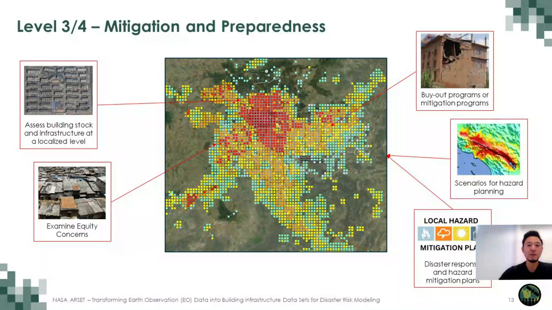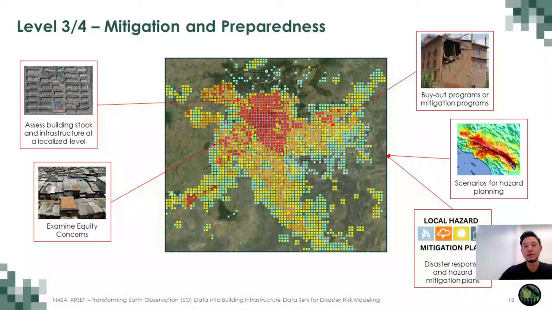Examine equity concerns. These development patterns, remember, there may be some where there's informal developments or low-income housing. So if we know where those are in this region, we can start specifying where to start looking. If that type of information isn't available for level 4 exposure data, we might rely on something such as, you know, people per household. If we know there's a high distribution of high people per household, we might start seeing some equity concerns there.